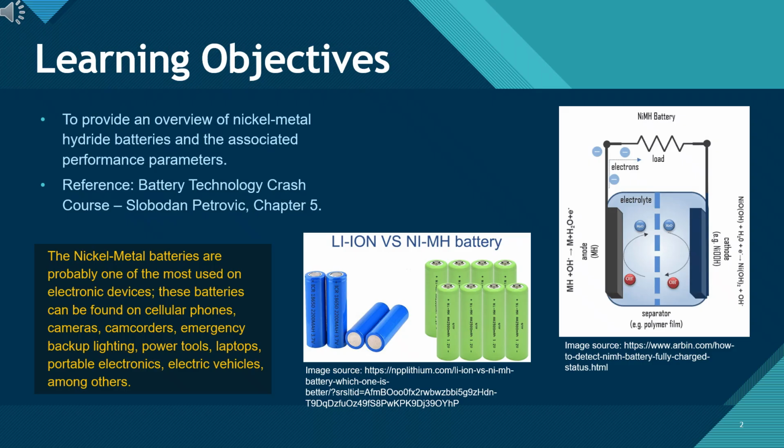The second image shows the basic structure: nickel oxyhydroxide as the cathode and a metal hydride alloy as the anode. During discharge, hydrogen moves through the electrolyte and generates an electric current. By the end of this lesson, you'll understand how NiMH batteries function and how they compare to Li-ion cells in performance and application.